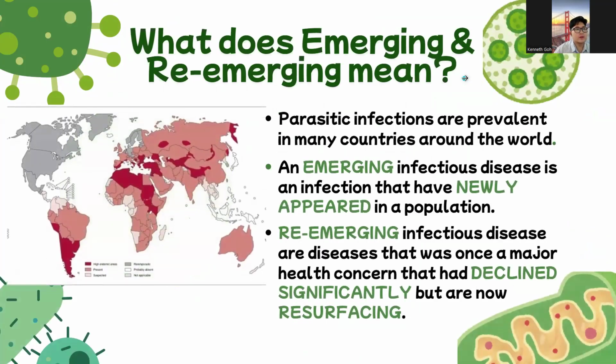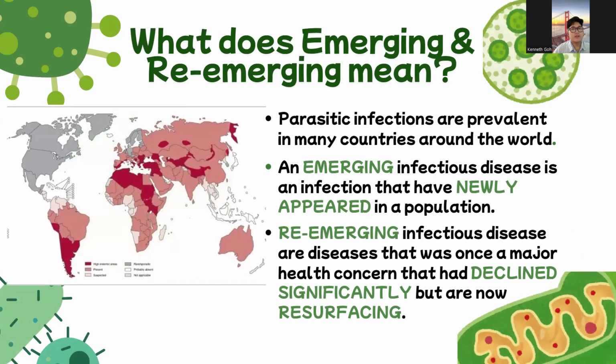Okay, so basically, what does emerging and re-emerging mean? Emerging means a disease that is new, that appears newly in a population. Re-emerging infections are diseases that have been overcome, but they return to the population.